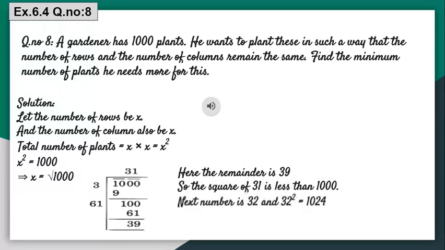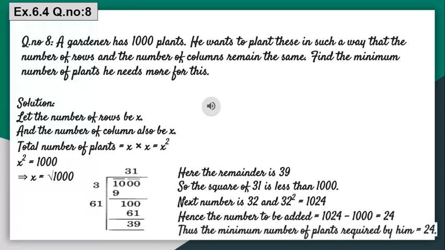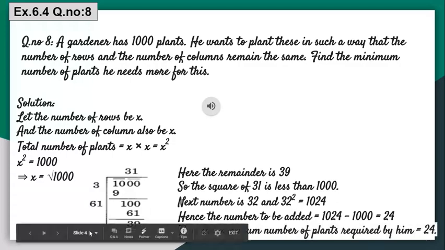1024. So what will be the number we have to add with 1000? That is 1024 minus 1000, that is equal to 24. So the minimum number of plants required by him is 24. Clear? Okay.